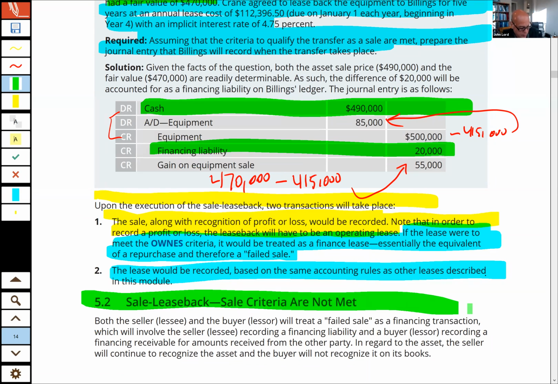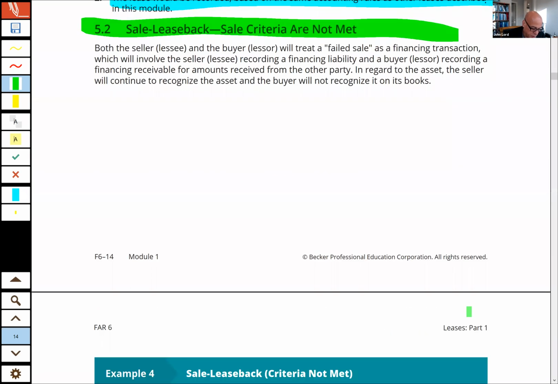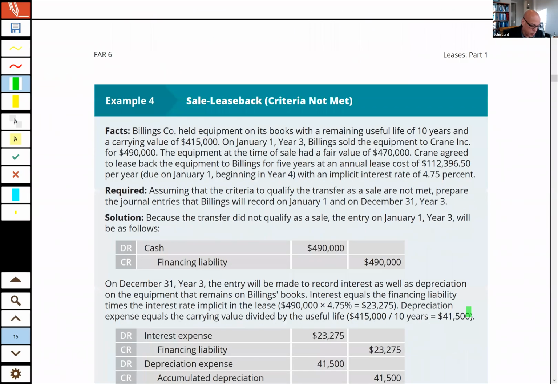Sale leaseback, if the sale criteria are not met, if that's the case, what is it? It is a pure financing agreement.